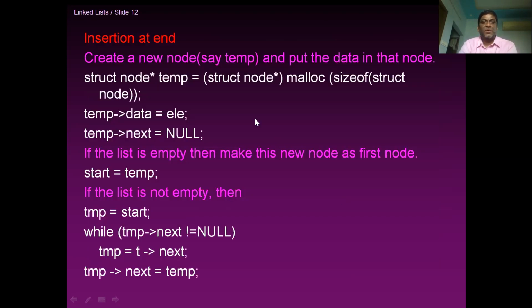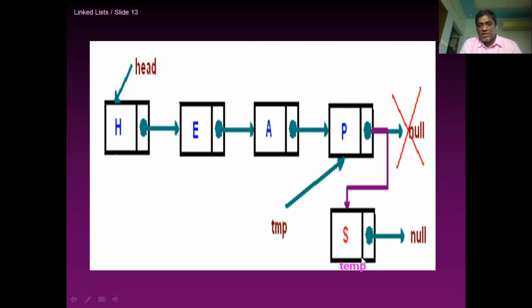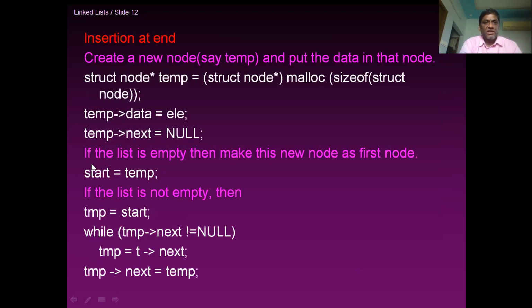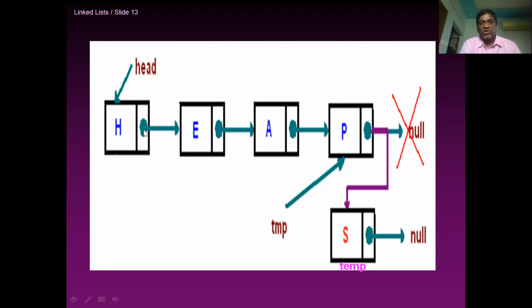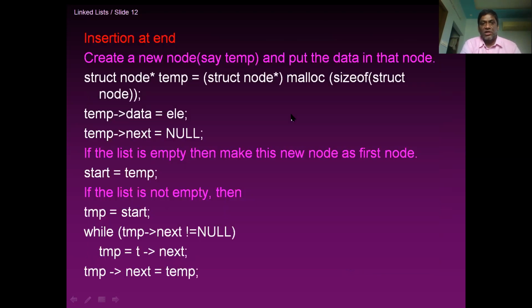Now look at the implementation. The first thing you need to do is create a new node temp and put the data inside it. So we did that. Let us say the new node is temp and the data we want to insert is S. Yes, it is created. Step one is done. The second step: if the list is empty, then make this new node the first node. Is this list empty? No. The list is not empty. It already contained 4 elements inside it.